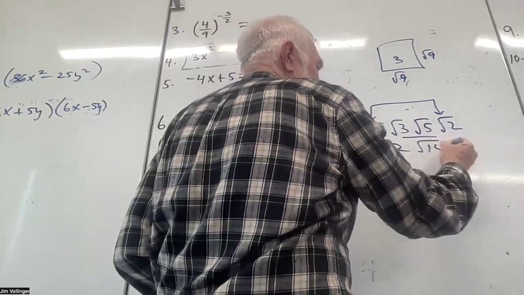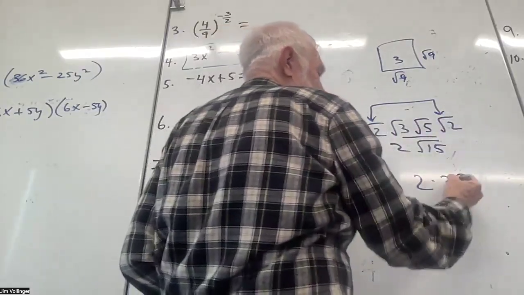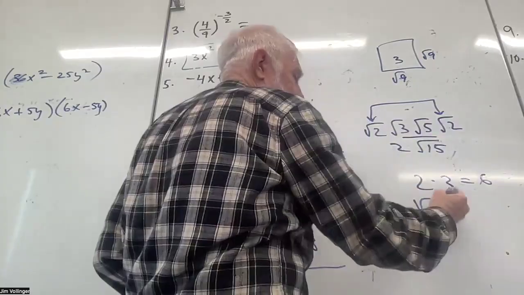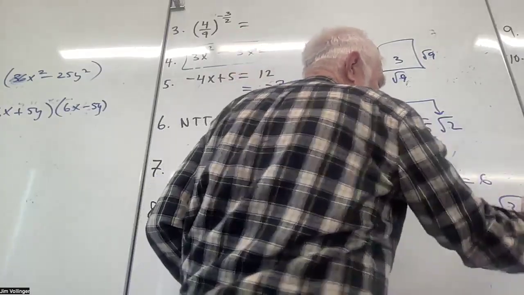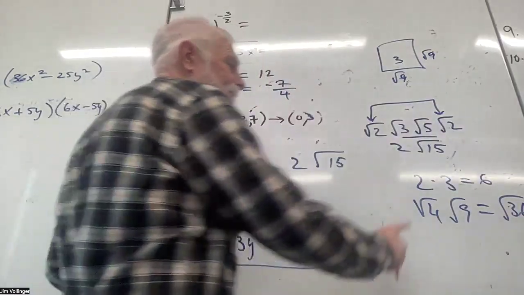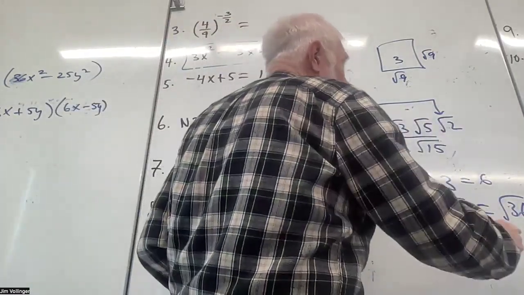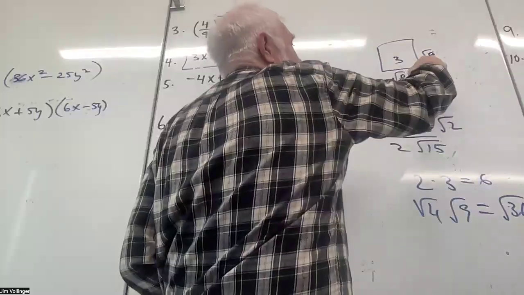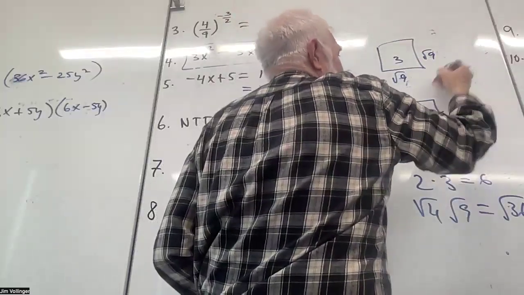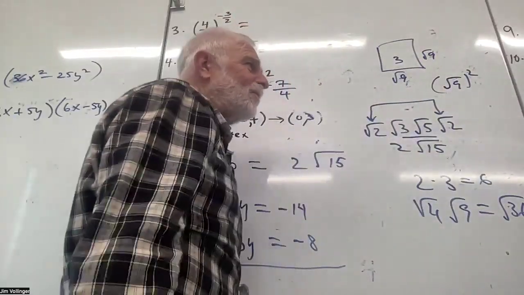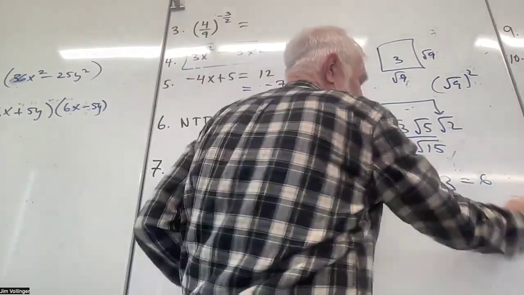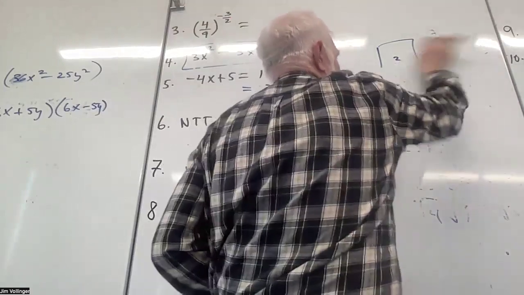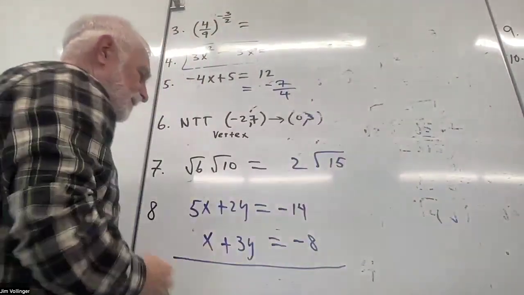That's root 15. If you don't believe me, do 2 times 3 equals 6, and watch what happens when I do the square root of 4 times the square root of 9. I get the square root of 36. The only time a square root times the square root isn't a square root is here. You get rid of the square roots because what are you doing? You're squaring a square root. Disappears. Does not disappear here. Okay, enough said. So hopefully that's a piece of cake.